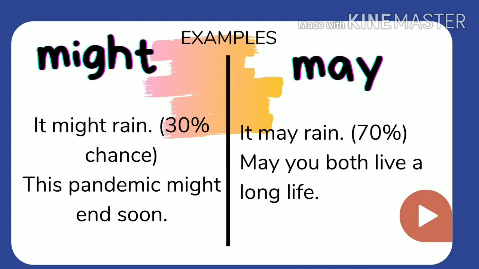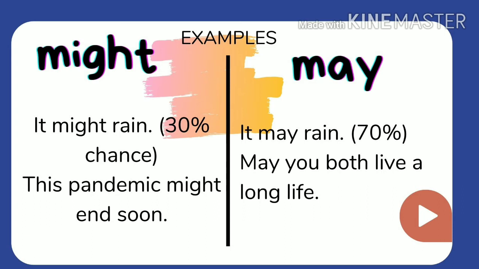So if we are not 100% sure, or 50% less sure, then we should use might. It might rain, which means that there's only a 30% chance of raining. While when we say it may rain, there is a 70% chance that it would rain.